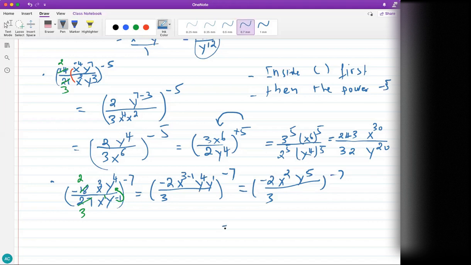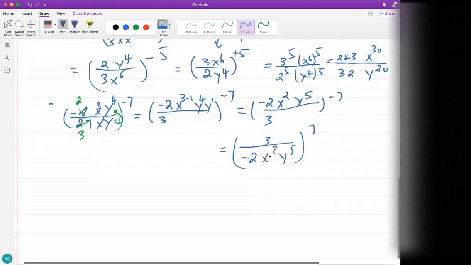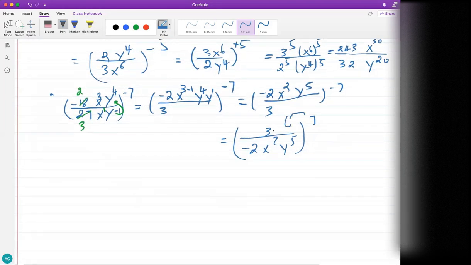So let's make it positive. I'm going to flip the entire thing. This goes down. And the power turns positive. Now we can distribute the 7. Okay, we distribute the 7 to everything. So 3 to the 7th power. Then negative 2 to the 7th. So x2 to the power 2. Finally, y5 to the power 7.